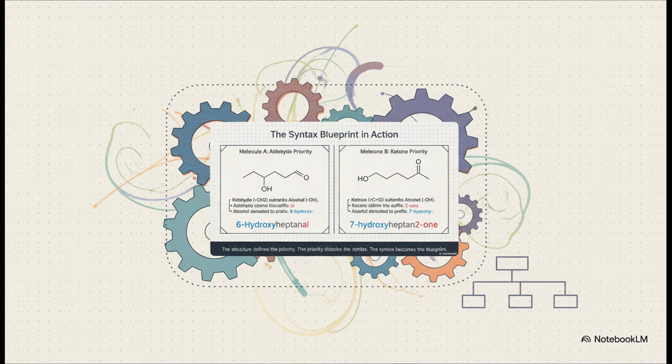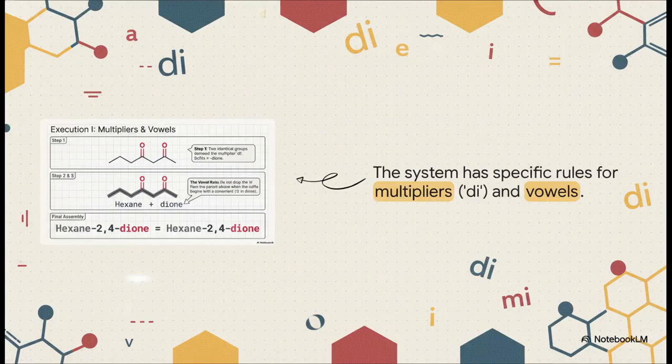The blueprint is flawless. You know, the system is so precise, it even has built-in rules for spelling. So here, we have 2 of the exact same ketone groups, so we use a multiplier, di, to make the suffix dione. Simple enough? But notice how we keep the E on hexane? That's because the suffix dione starts with a consonant. If the suffix started with a vowel, something like all, we'd drop that E. It's these amazing little details that make this chemical language so powerful and so unambiguous.